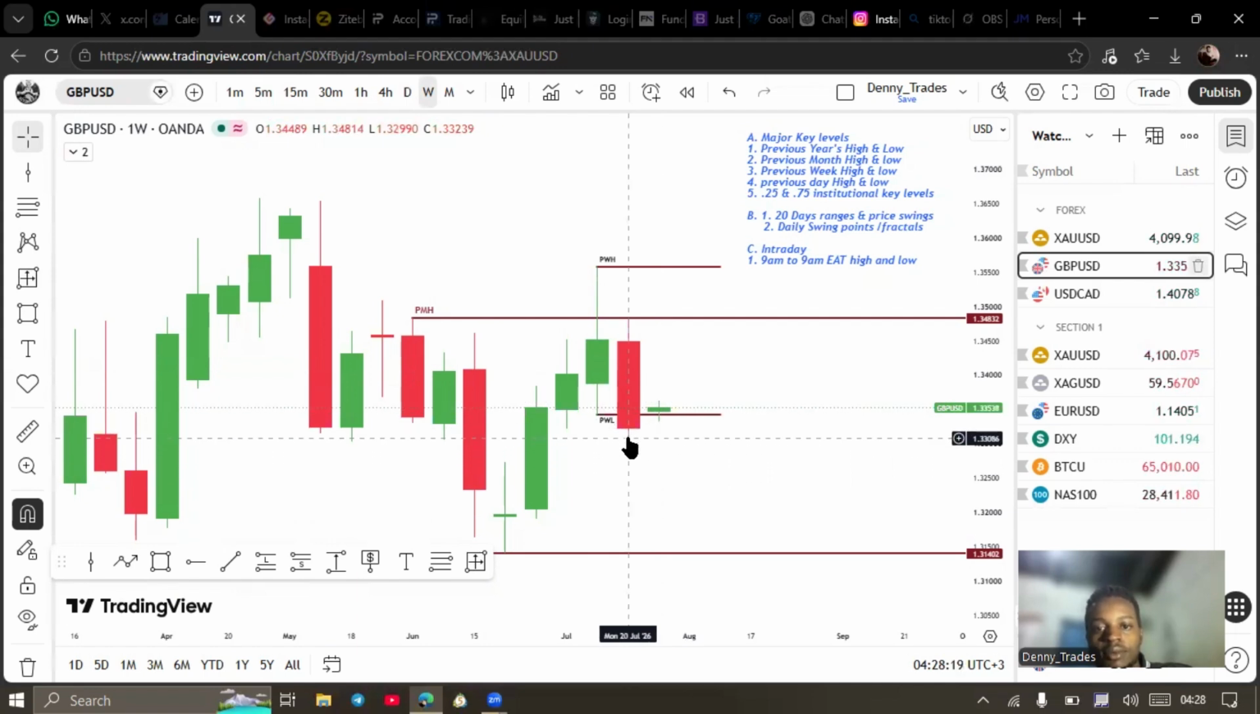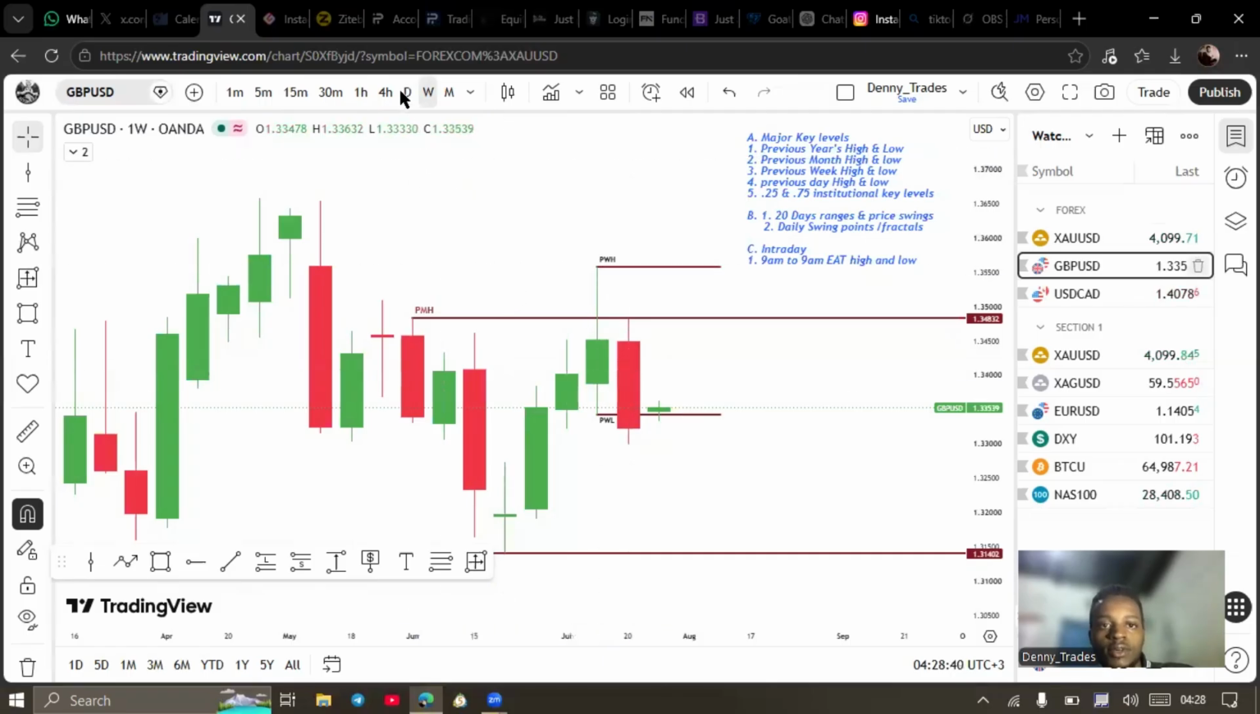So I'm looking for price to trade below the previous weekly low. Since it has already had a liquidity sweep above the previous monthly high, my bias on the weekly time frame shifts to bearish because it has formed this 3-bar candle pattern. It's a V-shaped reversal pattern.